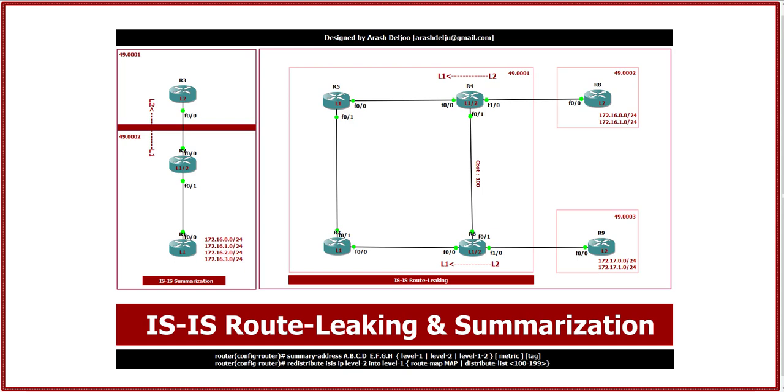Summarization is a famous feature that we can use for better usage of the resources in every routing protocol. We can use summarization for more efficiency of the routing protocols. For example, we can use summarization to decrease the CPU usage, to decrease the bandwidth usage, and to decrease the memory usage. And all of these mean that we are using summarization for more performance.